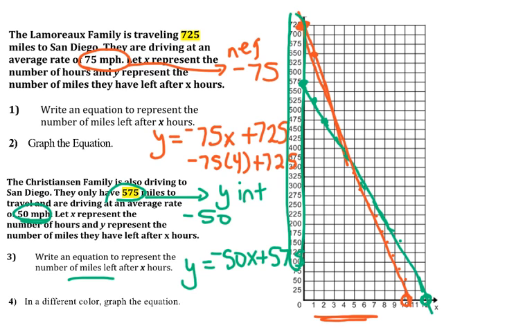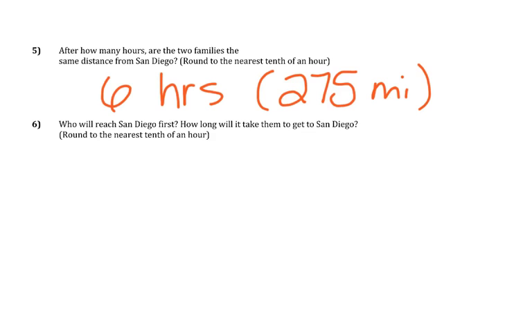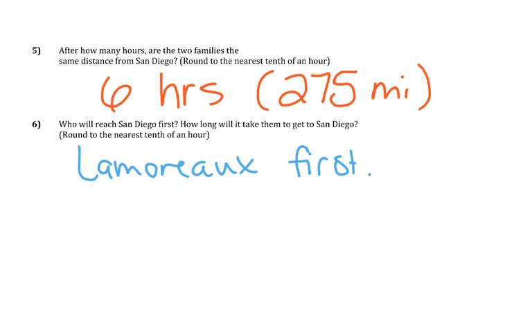And so we can say in answer to the question, who would reach San Diego first? We can say that the Lamoureux family will reach San Diego first. And then how long will it take them to get to San Diego? So we can say about 10 hours. And it says round to the nearest tenth of an hour. So I think about 10 hours, but that may not be good enough. So since I have to round to the nearest tenth of an hour, how could I use the equation to help me find the exact answer?